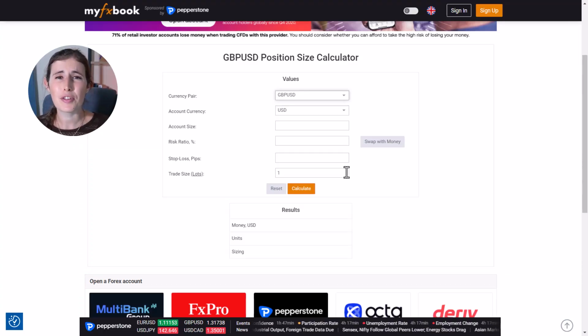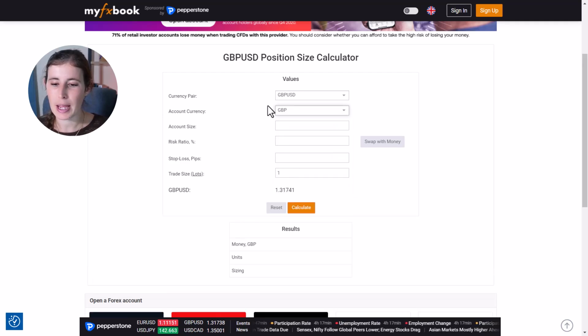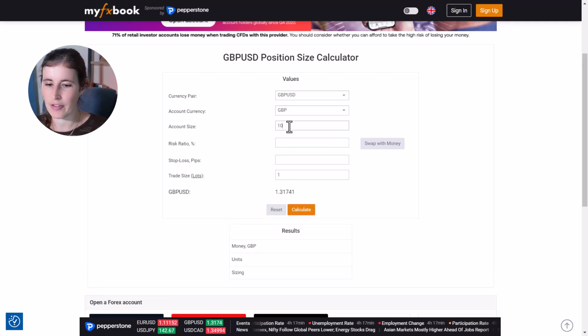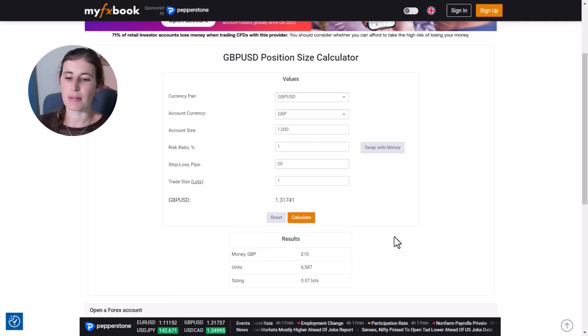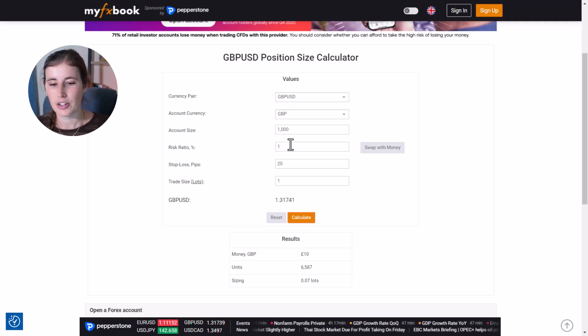So for example, if you're trading pound dollar and you are using a pound account here, let's say that you have £1,000 and you are risking usually 1% per trade, taking on average a 20 pip position size, your usual lot size will be 0.07. However, if you are experiencing quite a lot of losers, if the market is currently in a pretty choppy phase and you want to just reduce your risk a little bit and halve that, you can simply reduce your risk from 1% per trade to 0.5%, and that will adjust your lot size here.